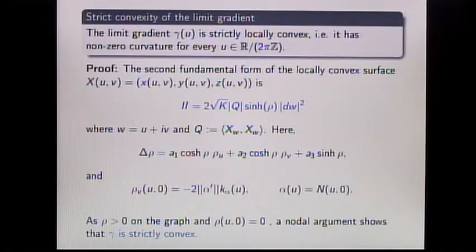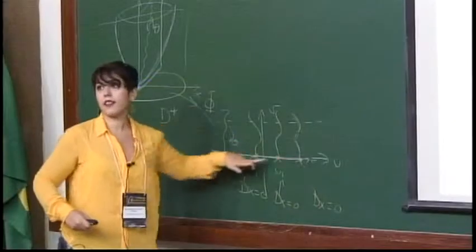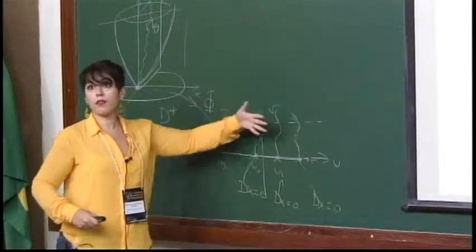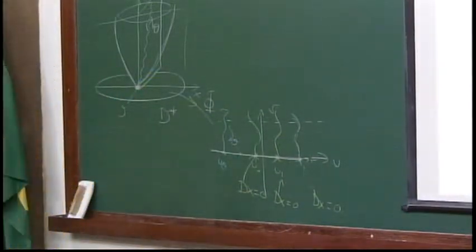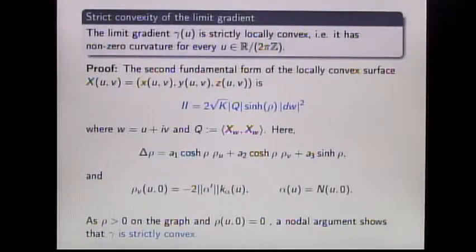As rho is different from zero here, because your graph is regular outside the puncture, and it's zero along the real line, also by nodal arguments we can prove that this transversal derivative cannot be zero. Because in other case, we would have another curve of rho crossing the real line. So this normal derivative is different from zero. And since alpha prime is not zero, that gives you that the curvature is not always zero.